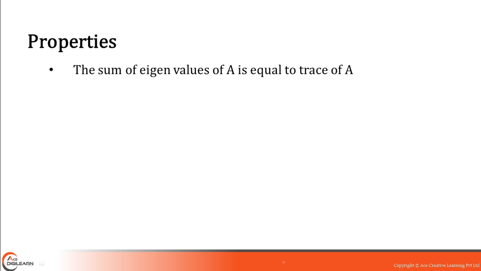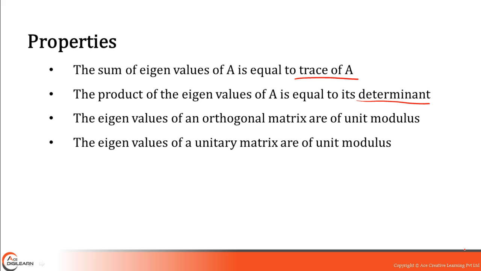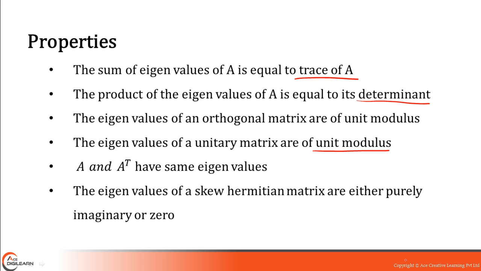Properties of the characteristic equation of a matrix. The sum of eigenvalues of A is equal to the trace of A. Very important: the product of eigenvalues of A is equal to its determinant. Eigenvalues of an orthogonal matrix are of unit modulus, and eigenvalues of a unitary matrix are also of unit modulus. A and A transpose have the same eigenvalues. The eigenvalues of a skew-Hermitian matrix are always purely imaginary or 0.